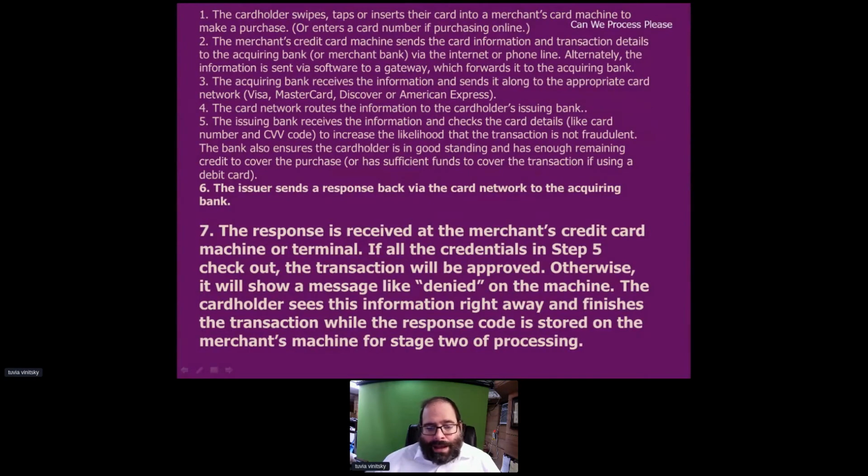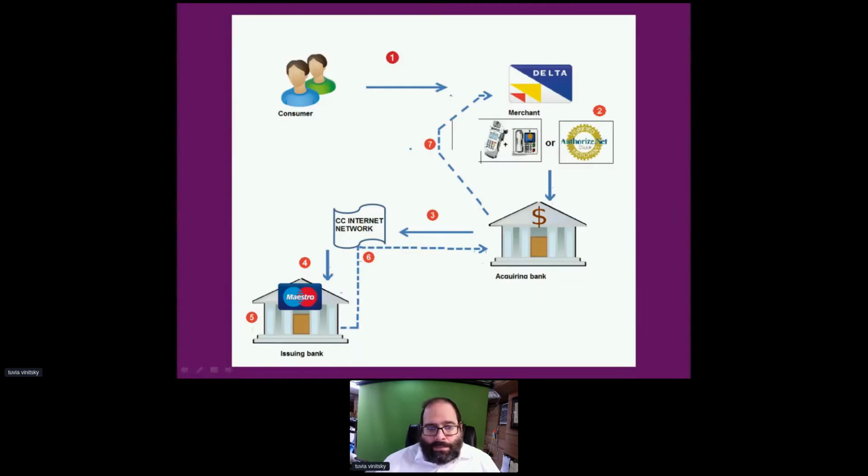Now, if all the credentials check out, the transaction will be approved. Otherwise, it'll show a message like denied. The cardholder will see this information right away and finishes the transaction while the response will be stored in the merchant's machine. All this happens in under 1 second, which is pretty amazing. We start off with the cardholder. The cardholder gives Delta his credit card information. Delta, either through a terminal or through a gateway, sends it to the acquiring bank. The acquiring bank puts it onto the credit card network. And after it puts it onto the credit card network it sends it to the issuing bank.